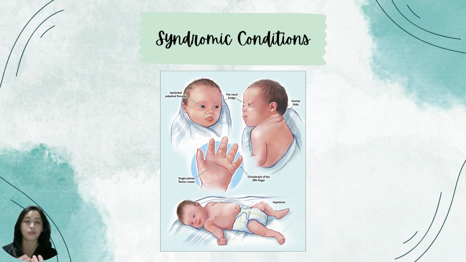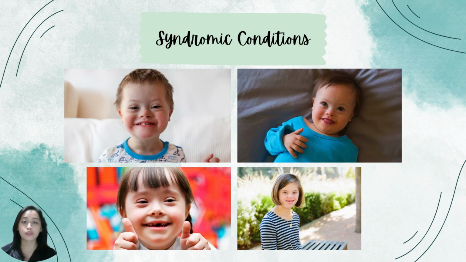Now, as you can see in the picture here, it is a baby that has Down syndrome. Down syndrome is a genetic condition where a person is born with an extra copy of chromosome 21. This means that they have a total of 47 chromosomes instead of 46. Here are more pictures that showcase how a baby or a child looks with Down syndrome. And if you notice, their features are very similar and they look almost identical to each other even though they're from different parents. So how does Down syndrome occur?